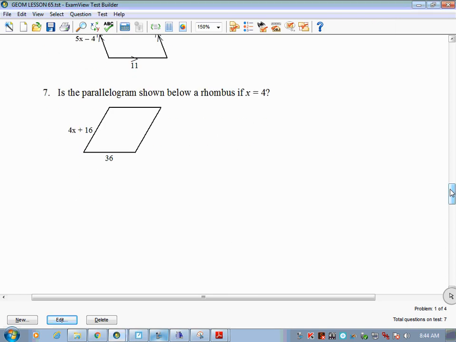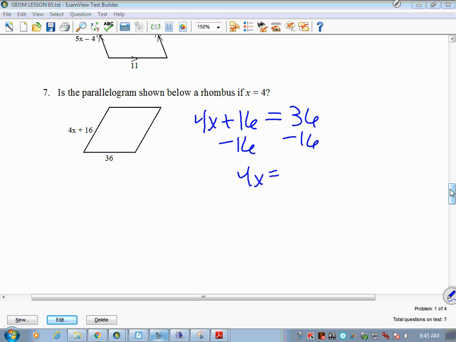All right, number 8, is this a rhombus? Same principle, exact same thing. 4x plus 16. We want to set that equal to 36. Let's subtract 16. So we get 4x equals, let's see, 36 minus 16 is 20, I believe. Let's divide by, I'm sorry. Yeah, we can make it, but notice what they say here.